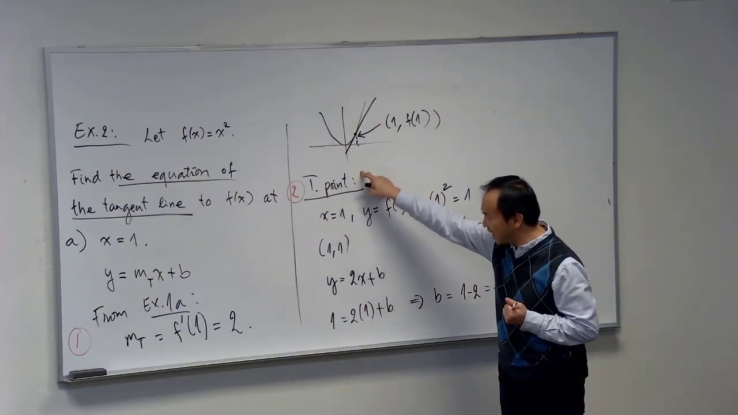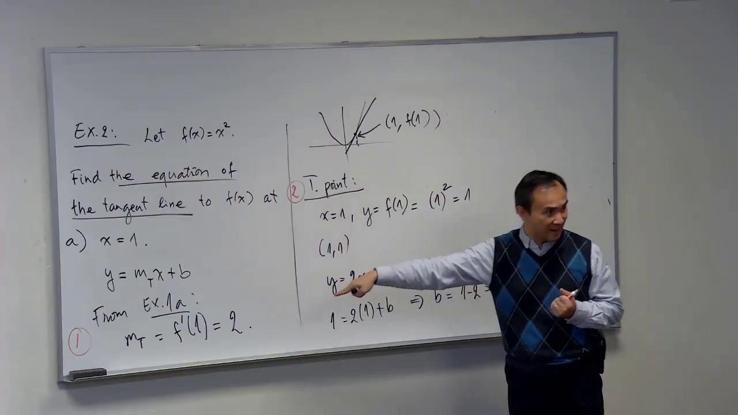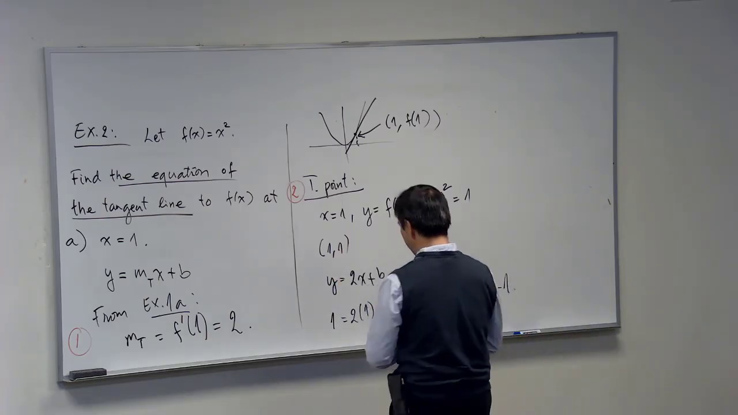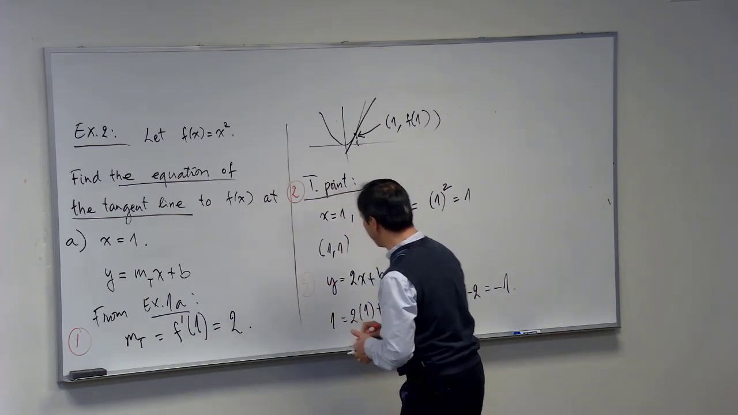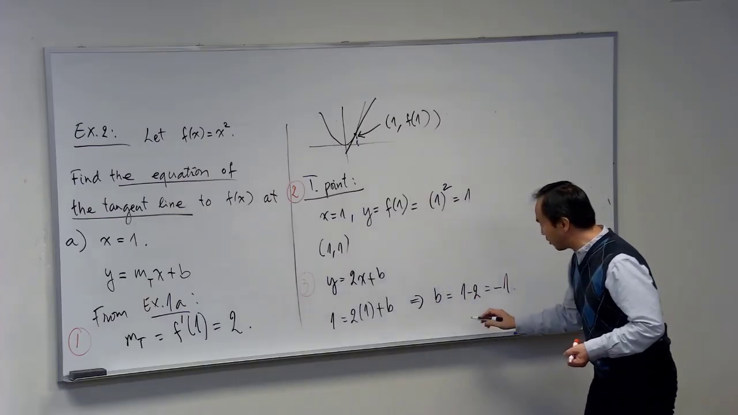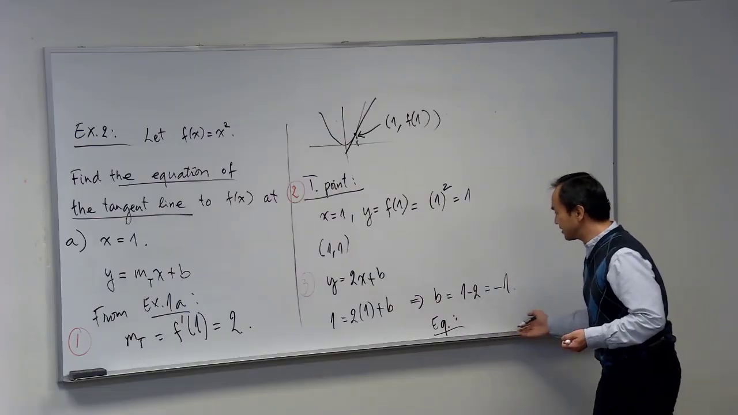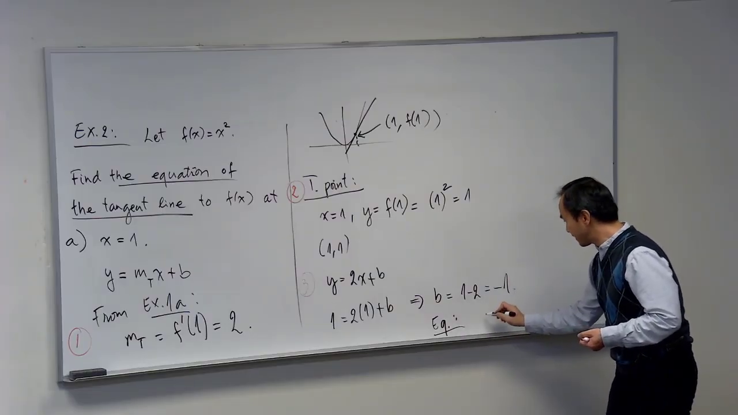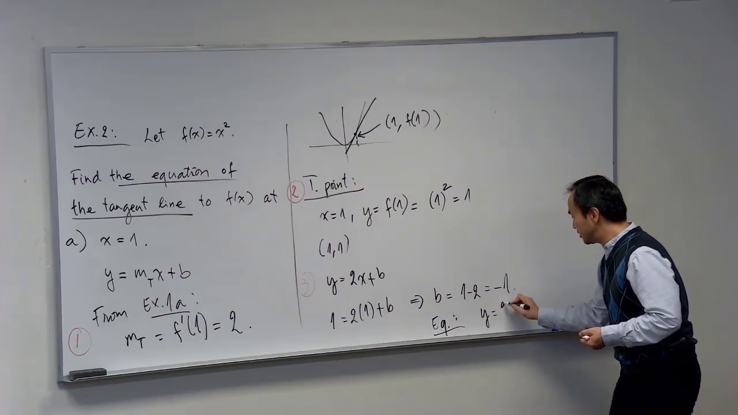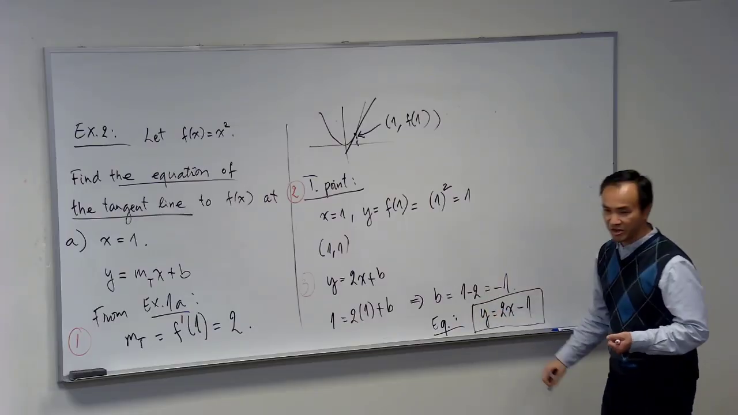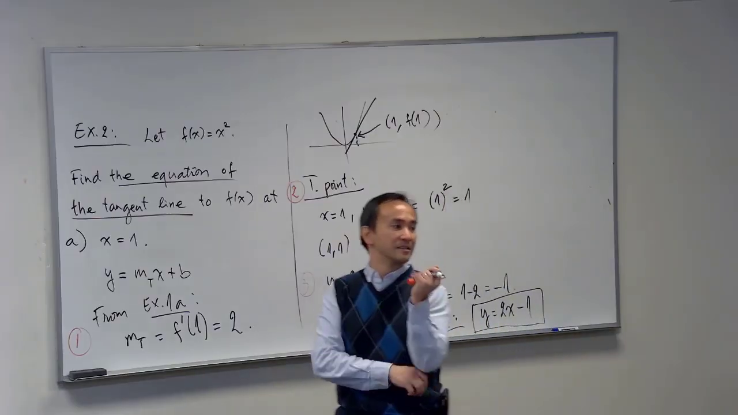That's why the tangent point has to be found before we make our last attempt at finding the complete equation. So big step number 3 is here, completing the equation. So now the final equation here is going to be y equals 2x minus 1. That's the complete equation of the tangent line. Okay. Sounds good.